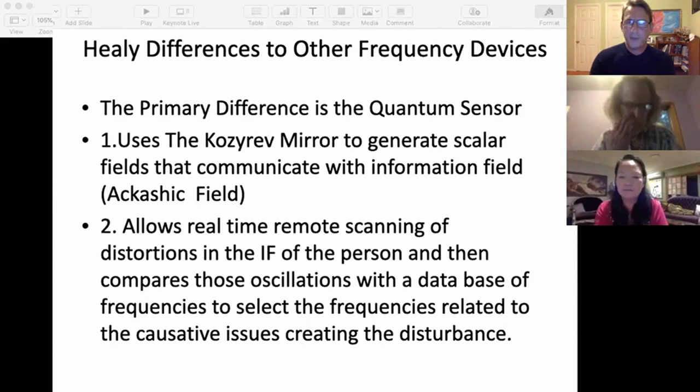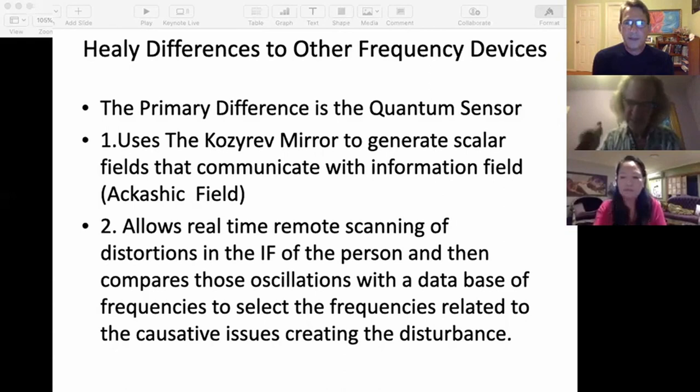Right, so the first topic of our discussion tonight is going to be on the differences between the Healy device and other energy frequency devices that are basically out there and available. There's a growing number because this whole field of quantum medicine is going to be a huge area of development in the field of using energy medicine.